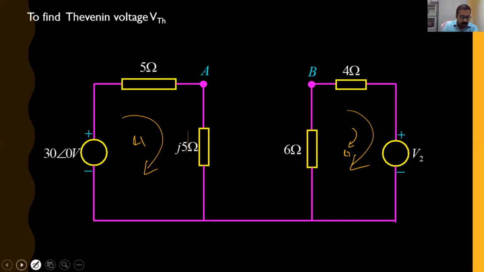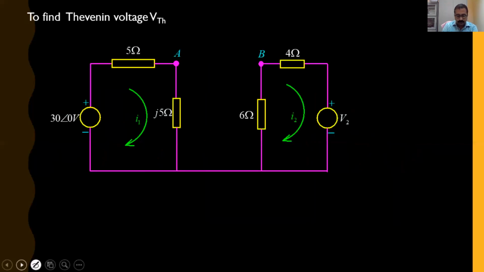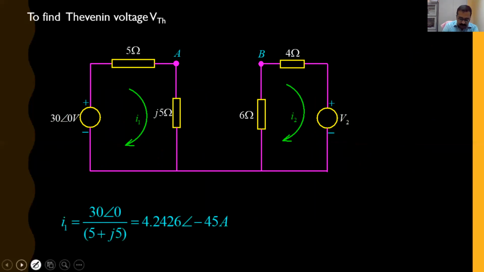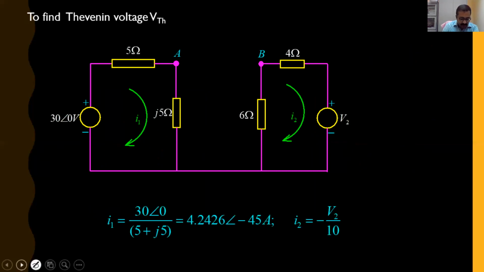So we can assume two loop currents, I1 and I2. What will be I1? If you follow this direction, your I1 will be minus 2 plus potential rise 30 angle 0 divided by the sum of impedances, 5 plus J5. And what will be I2? I2 will be plus 2 minus potential drop, so minus of V2 divided by 10. This is I1 and this is I2.